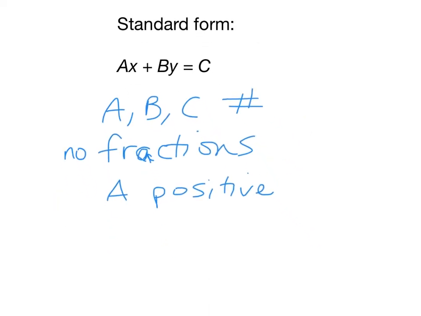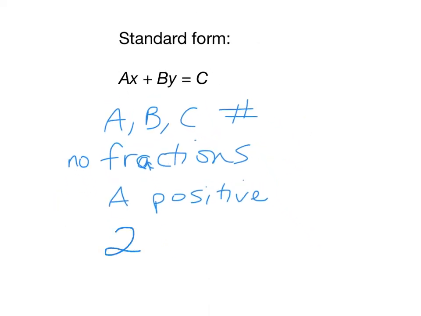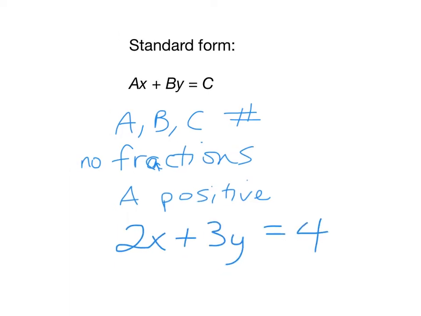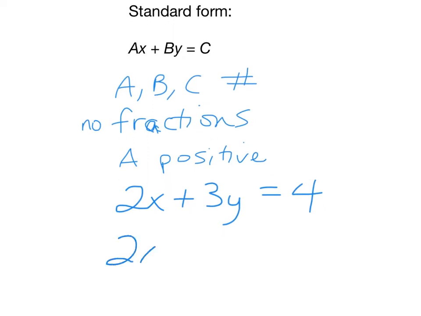So an example of a standard form equation could be 2x plus 3y equals 4. Your y could be negative. So we could also have 2x minus 3y equals 4. So just as long as the A term is positive and there's no fractions, this is standard form. Now, later on in the presentation, we're going to learn how to find intercepts. When you're finding the intercept, it's easiest to work with the equation when it's in standard form. And that's how all the examples we're going to be doing is the equations will be given in standard form.